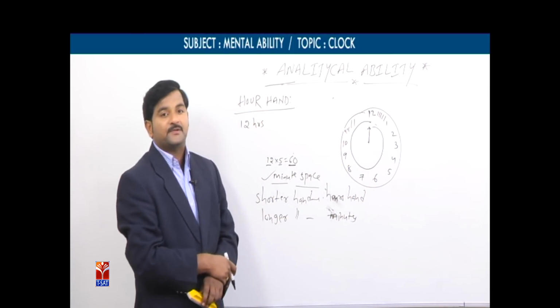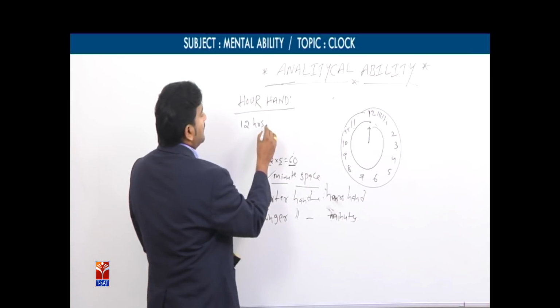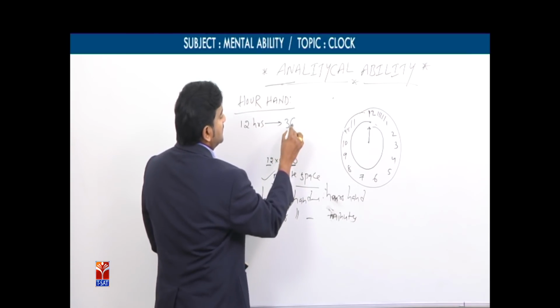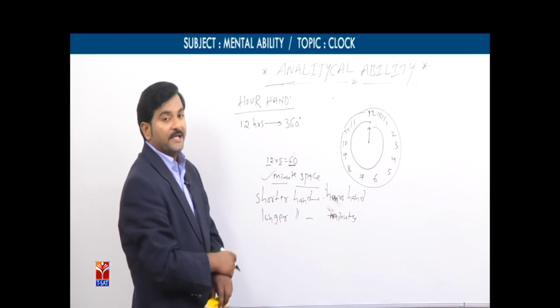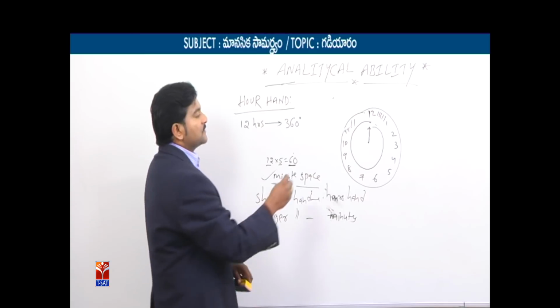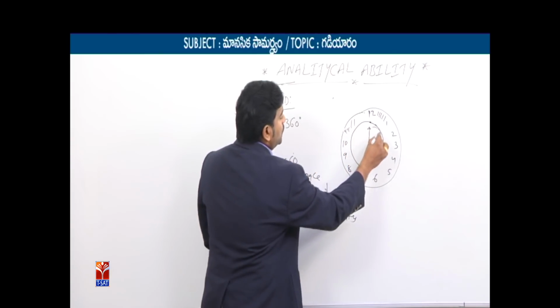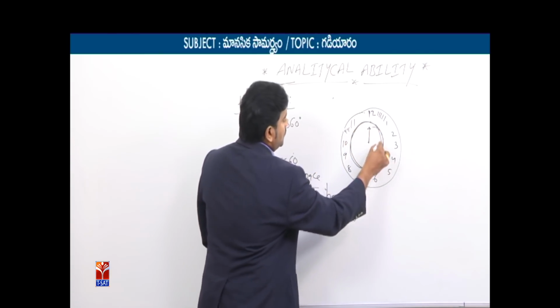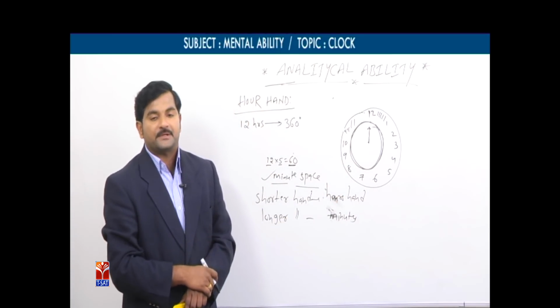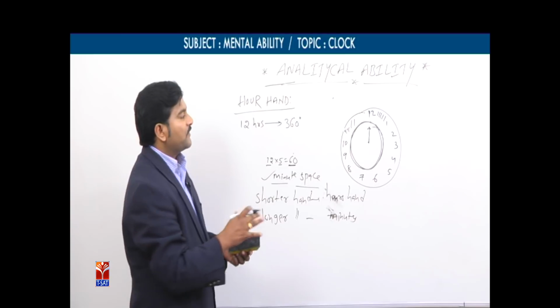So what does it mean, my dear students? The hours hand, in the span of 12 hours, made how many degrees? 360 degrees. How can you say the hour hand made 360 degrees in the span of 12 hours? From 12 o'clock to 12 o'clock means the hour hand made a complete revolution. Complete revolution means it forms a circle.